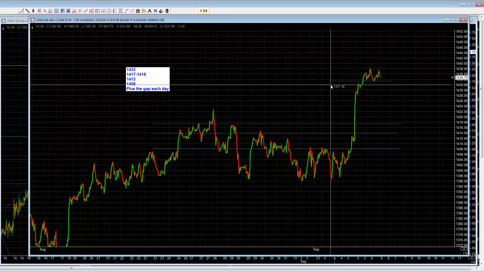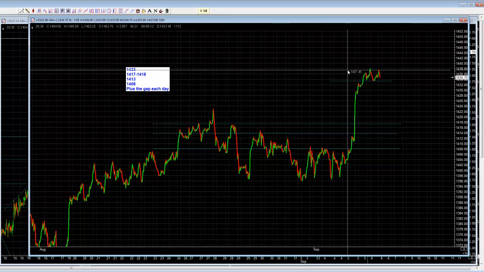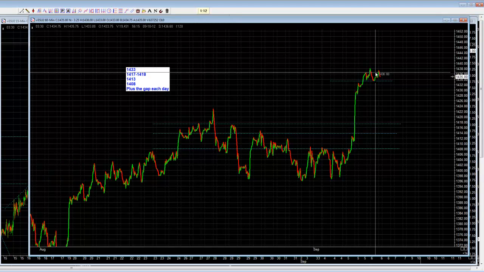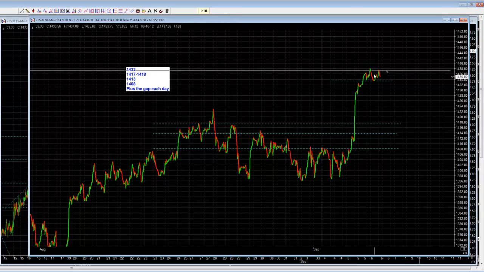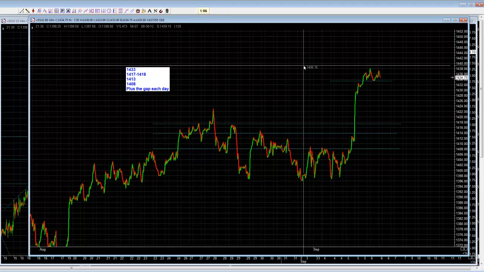So each day, using the gap. So today, for example, Monday, the gap's at 1438. So purely for Monday, I'll be looking at 1438, and then of course moving on to Tuesday, I'm not going to use 1438. I'll move on to the next particular gap. But each day's gap is always a good level as well.